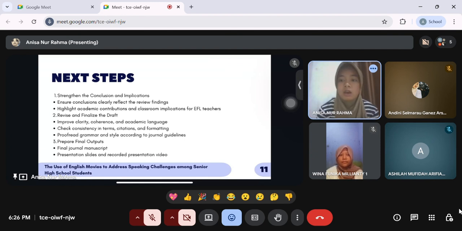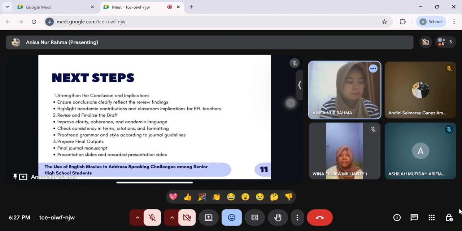Okay, the last steps. We finally revise and finalize the draft, focusing on improving clarity, coherence, academic language, and consistency. We'll also check the key terms, citation, formatting, and grammar through proofreading to ensure they follow academic and journal writing standard. Once the draft is polished, we will prepare the final outputs, including the journal manuscript, presentation slides, and a recorded presentation video by completing the project in both written and oral form.